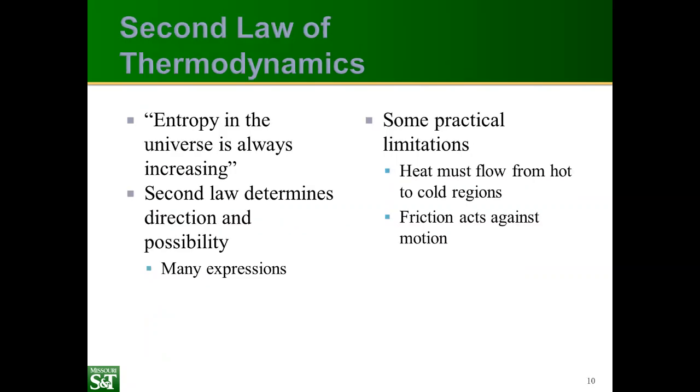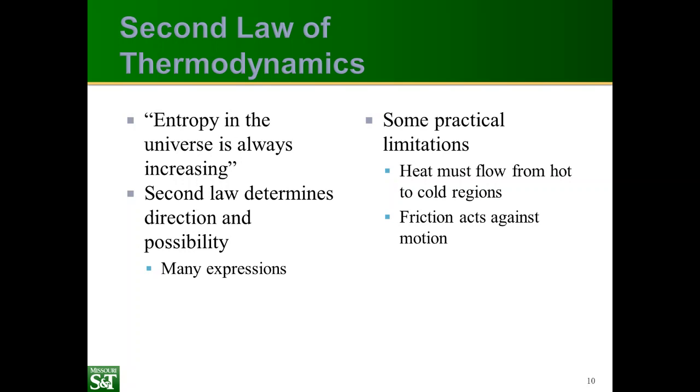The last thing I want to talk about is the second law of thermodynamics. You might have heard this, this idea that entropy in the universe is always increasing. The second law determines the direction and allowability of a process. There are many ways to express the second law, but it basically comes down to certain practical limitations that we have to address as engineers. Heat flow has to move from a hot region at high temperature to a cold region at lower temperature. Heat never moves from a cold location to a hot location.